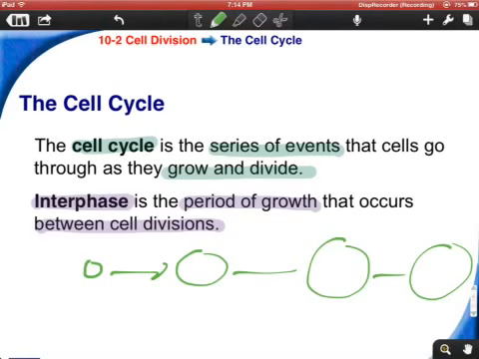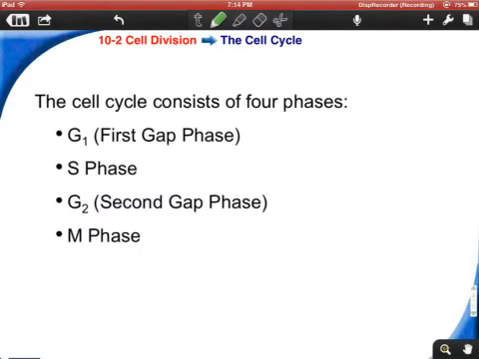And once it gets too big and it needs to divide, then it enters into mitosis and then cytokinesis. And so what we're going to study now are all the different phases of this phase called interphase. The cell cycle consists of these 4 phases. The first one is called the G1, or the first gap. And as we said earlier, cells basically need to grow. And this is a big period of growth.